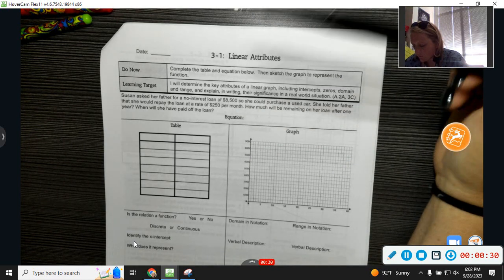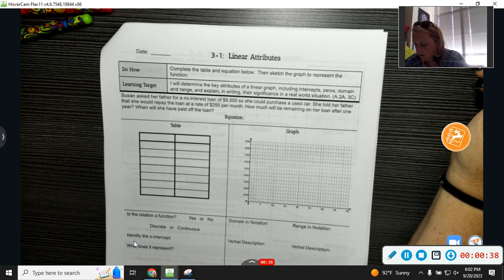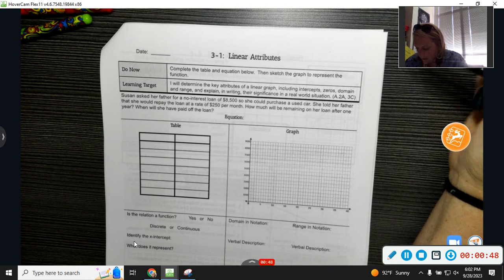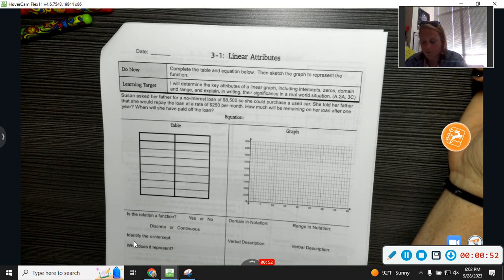Susan asked her father for a no-interest loan of $8,500 so she could purchase a used car. She told her father that she would repay the loan at a rate of $250 per month. How much will be remaining on her loan after 1 year? When will she have paid off the loan?